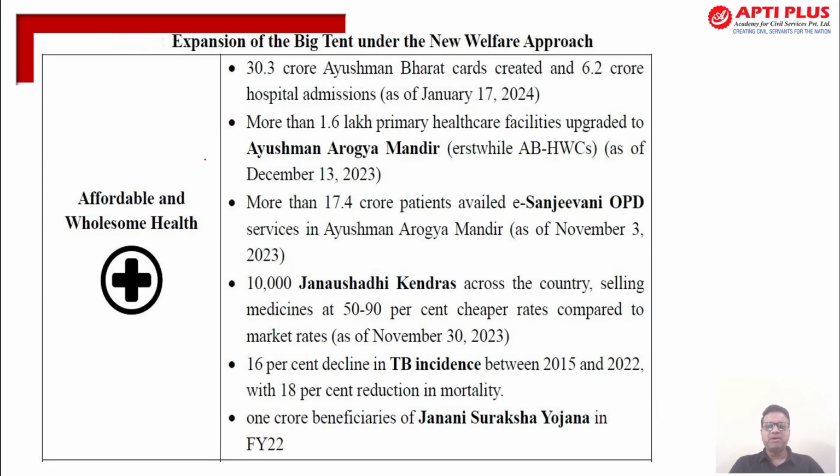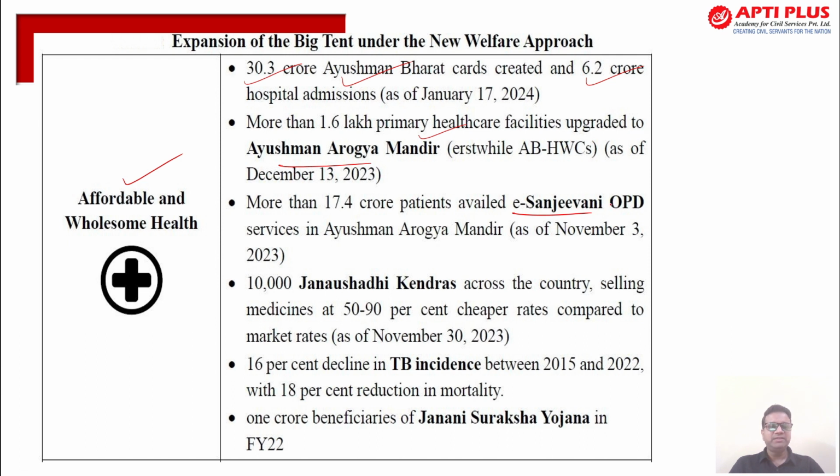Starting with the first, which is about healthcare, which ensures affordable and wholesome health, where the Ayushman card was distributed to 6.2 crore people, and even 30.3 crore Ayushman cards were created, and 6.2 crore hospital admissions were actually there. Then we have Ayush Arogya Mandir. This was a kind of primary healthcare facility that was provided.